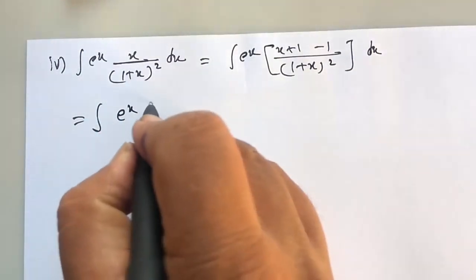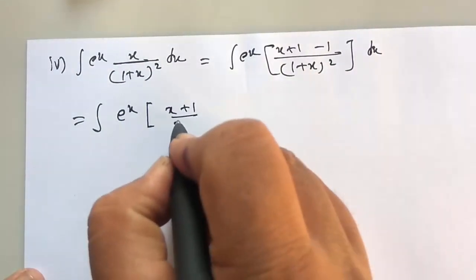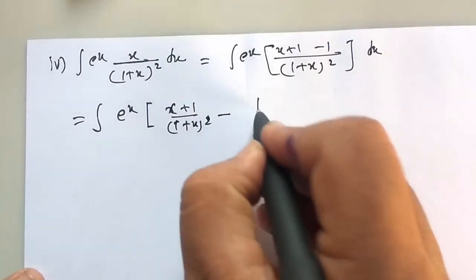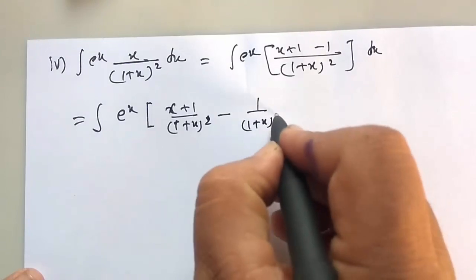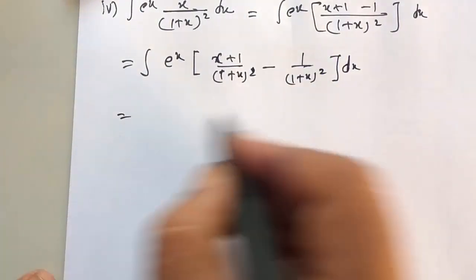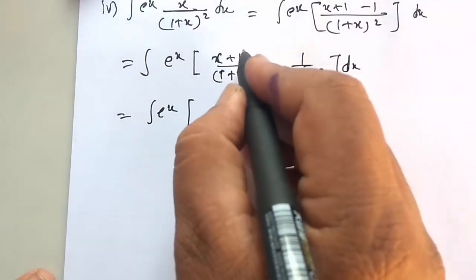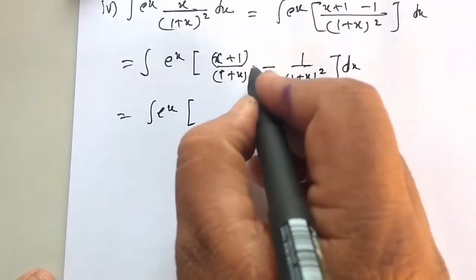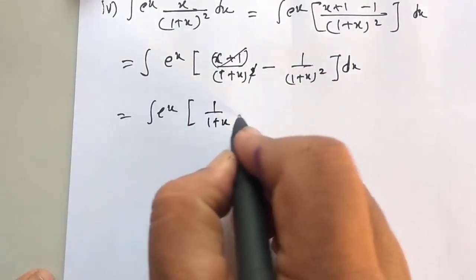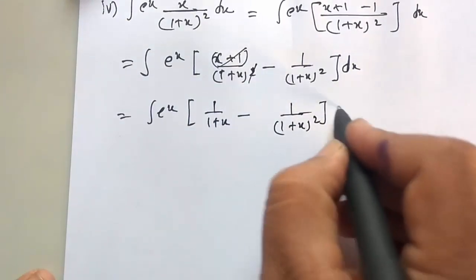e raised to x, (x plus 1) upon (1 plus x) whole square minus 1 upon (1 plus x) whole square dx. Here one factor of (1 plus x) cancels with x plus 1. So it is 1 upon (1 plus x) minus 1 upon (1 plus x) whole square dx.